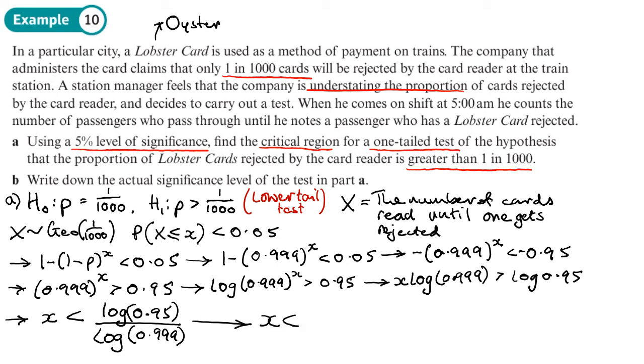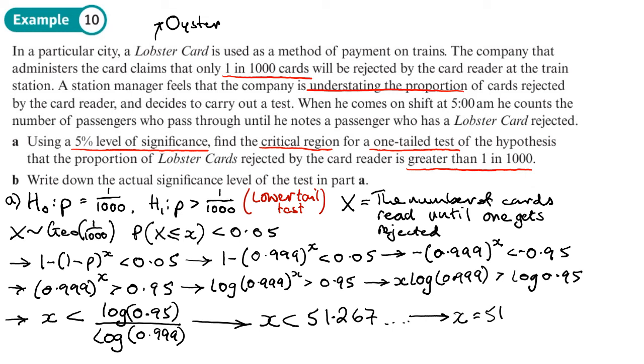Now what does that give us? X is less than what? Log 0.95 divided by log 0.999, and we get 51.26. So x is less than 51.267, like that. Now, because it's less than that, we go to the biggest whole number that it can be. Not like the last one, where we went to the smallest number it could be. So the critical region is going to start when x is 51.